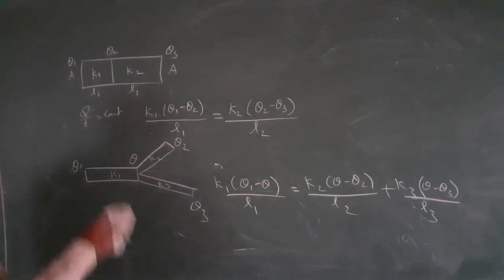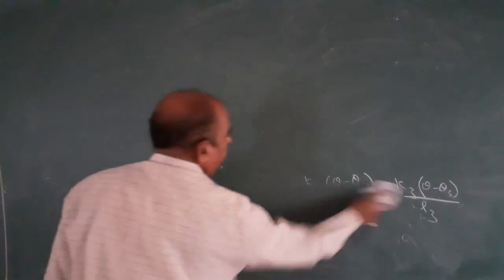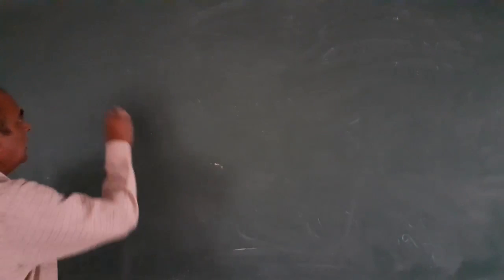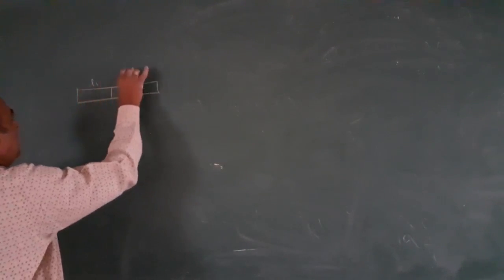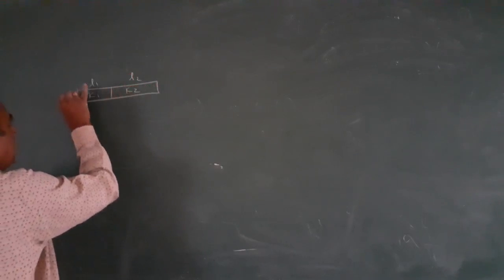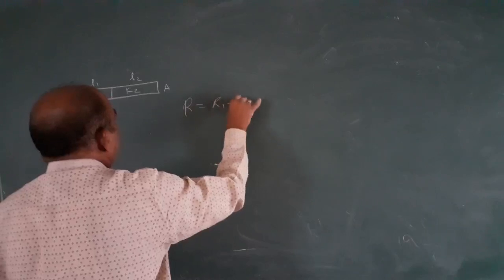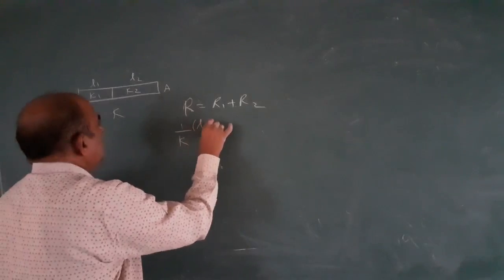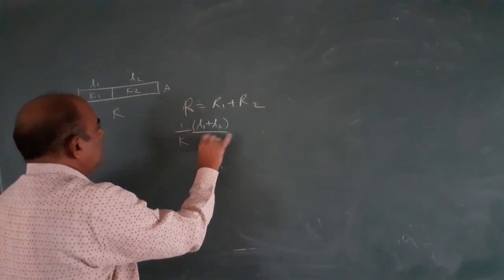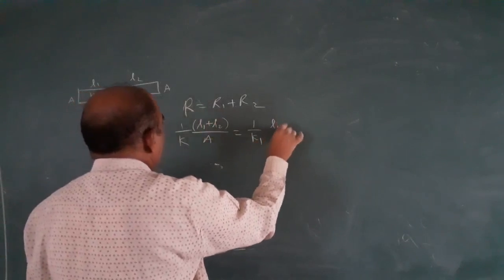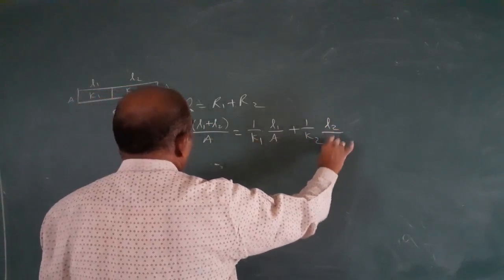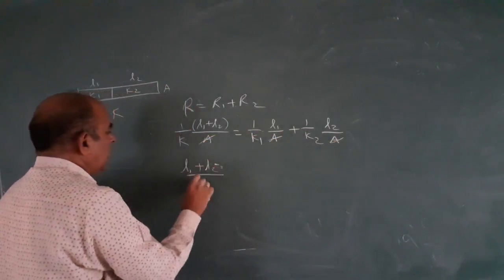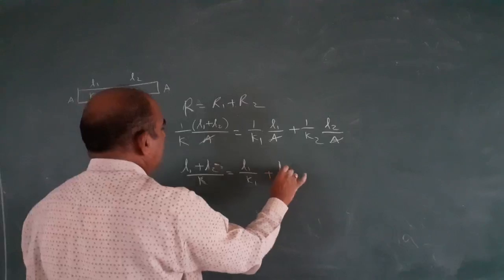Next, suppose you have two rods kept in series. They have same area of cross section but different lengths. K1, K2 different materials, also area will be same. Then thermal resistance R is equal to R1 plus R2. We know resistance in series, equivalent resistance R is equal to R1 plus R2, and we write the formula 1 by R means 1 by K, equivalent coefficient of thermal conductivity K. 1 by K into length (L1 plus L2) divided by area is equal to 1 by K1 into L1 by A plus 1 by K2 into L2 by A. Area same. Then (L1 plus L2) by K is equal to L1 by K1 plus L2 by K2.